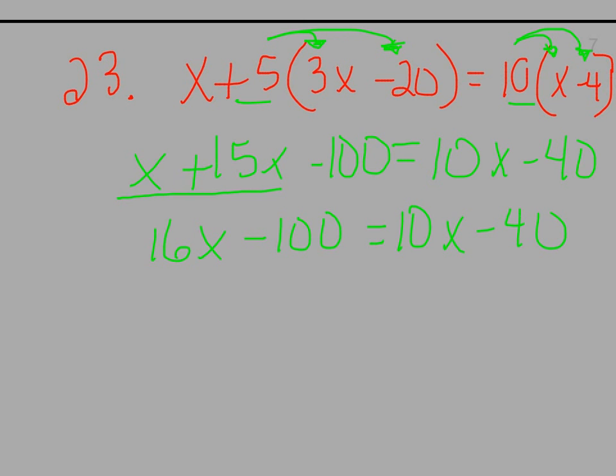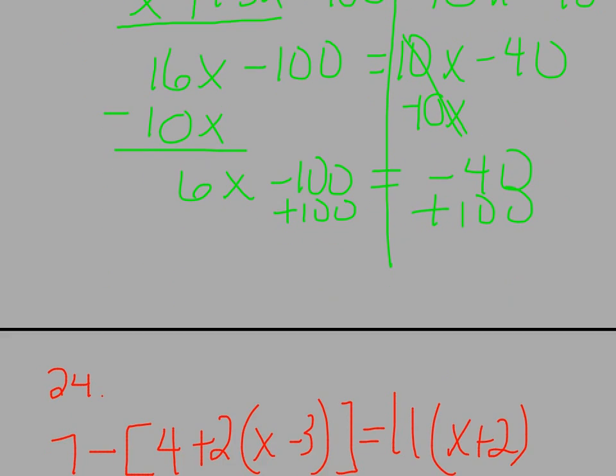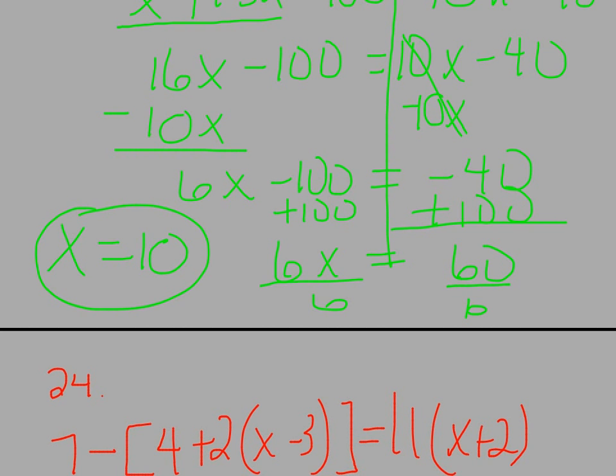Alright, so now I'm going to move this 10x over. Let me draw my line again. There we go. We'll pretend that's a line. Subtract 10x here, and then take away 10x there, and I have 6x minus 100 equals negative 40. Add 100, and I end up with 6x equals 60. Negative 40 plus 100 is positive 60. Divide by 6, and I get x equals 10. There's the answer there.